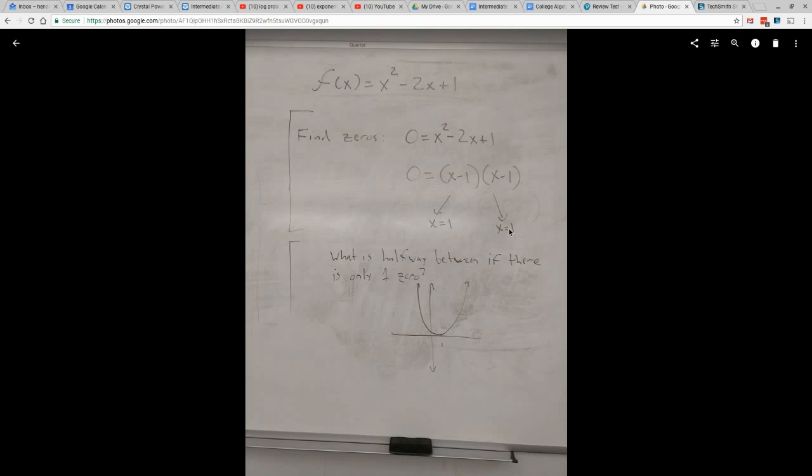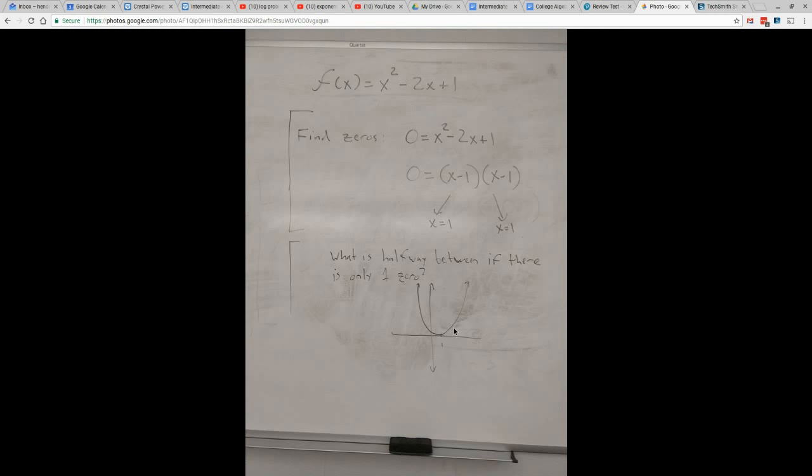This is where this technique is a little weird because the two zeros are the same, right? Which means there's only really one zero. Now, if you think about what that means, if a parabola has only one zero, that means the parabola hits the x-axis in only one place. Which means that the zero is actually the same as the vertex.